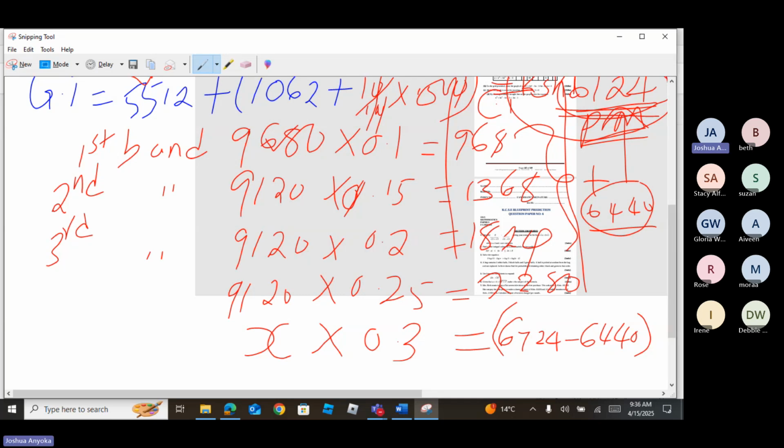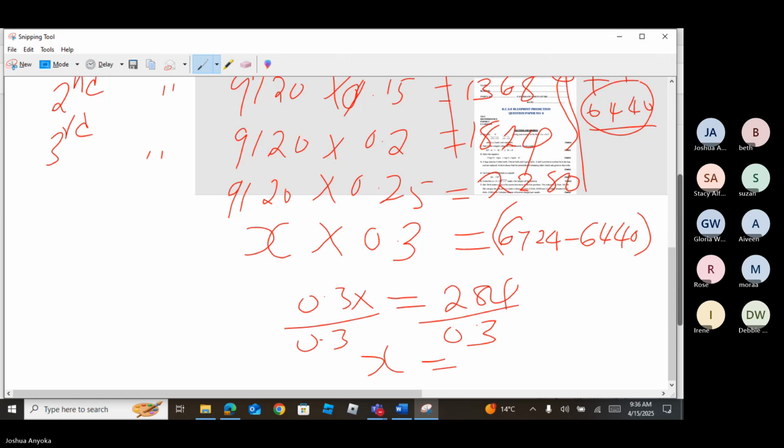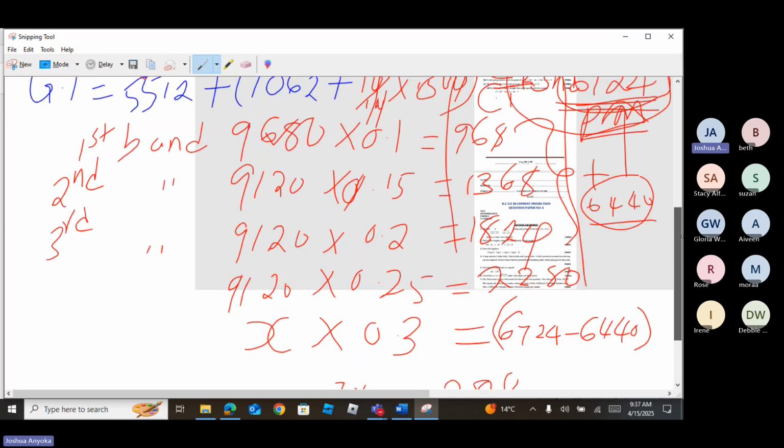So we are going to get 0.3x is equals to 284. Yes. Divided by 0.3, divided by 0.3. What is the value of x? 946.67. So that's the value of x. Sawa.